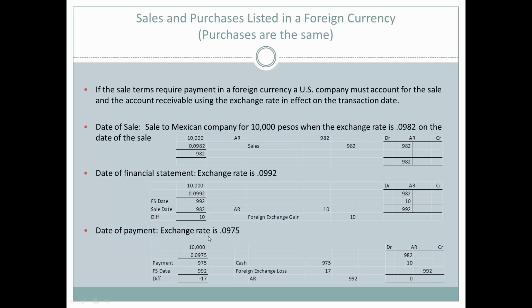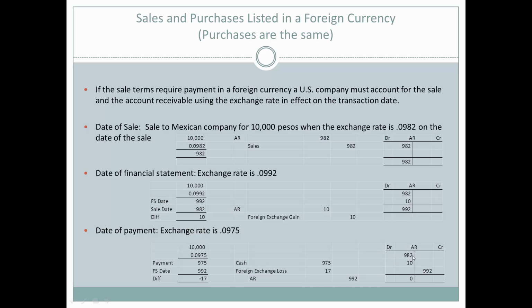So now let's look at the date of payment. On this date, the exchange rate has gone up again, and they fluctuate daily, so this is not all that unusual. So now the exchange rate is 0.0975, same 10,000 pesos that the U.S. company has to pay out. As of the date of the payment, it's $975, and so we'll have to compare that to the financial statement date, or the amount that is in our accounts receivable. As of the financial statement date, it's $992, and so now we're going to compare what we're going to pay out based on the foreign exchange rate in effect on the date of payment in relationship to what we have recorded on the books, and the difference in this instance is a negative or a loss of $17, or a devaluation of $17.